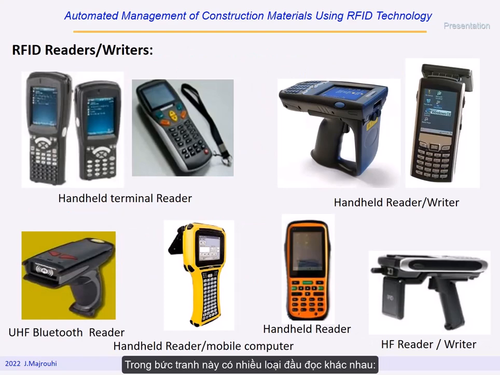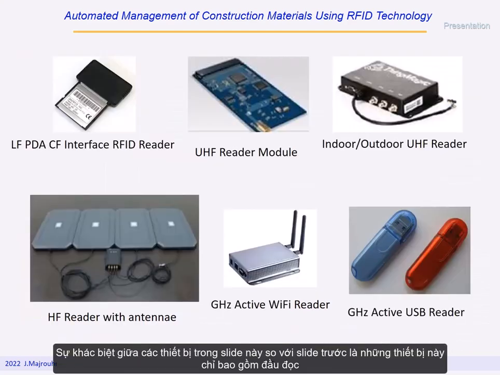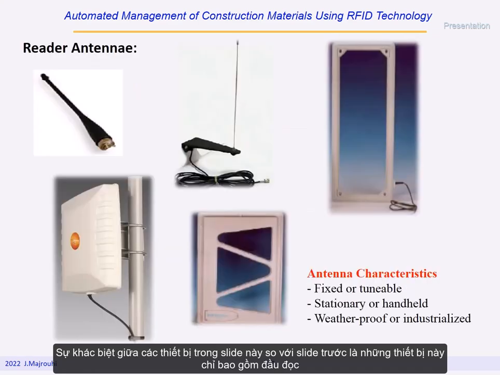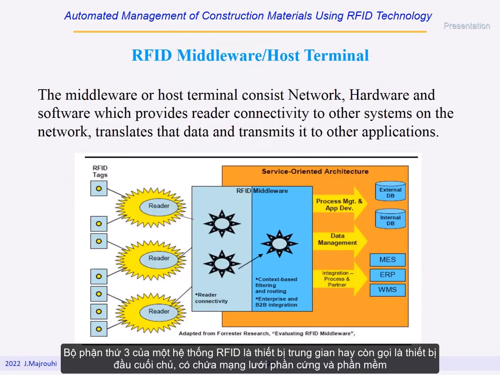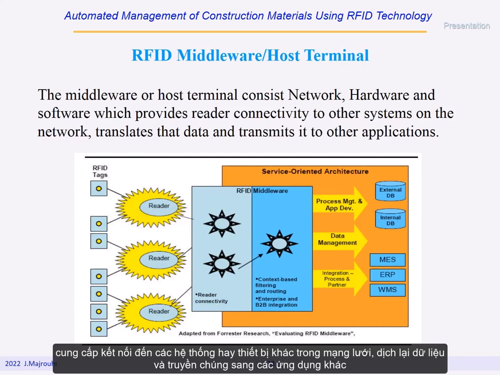Different types of readers are illustrated in this picture: handheld terminal readers, handheld reader or writers, handheld reader or mobile computers. The difference between the devices illustrated in this slide and the previous slide is that these devices are only readers. A reader's antenna could be fixed or tunable, stationary or handheld, weatherproof or industrialized. The third part of an RFID system is middleware or host terminal, which consists of network, hardware, and software, which provides reader connectivity to other systems on the network, translates the data, and transmits it to other applications.